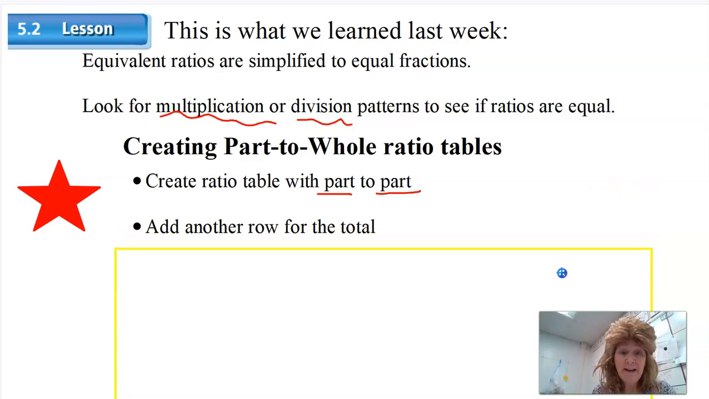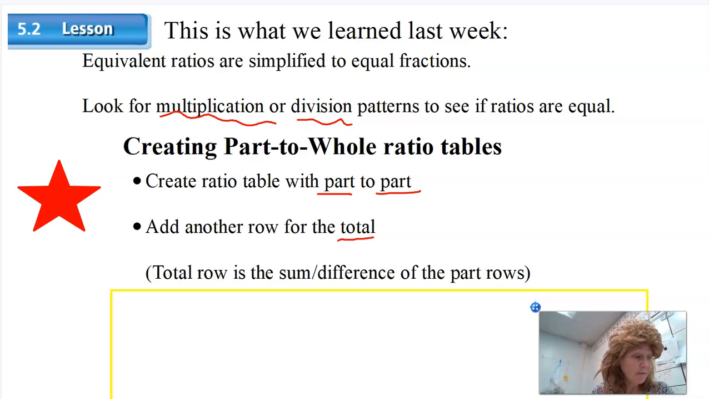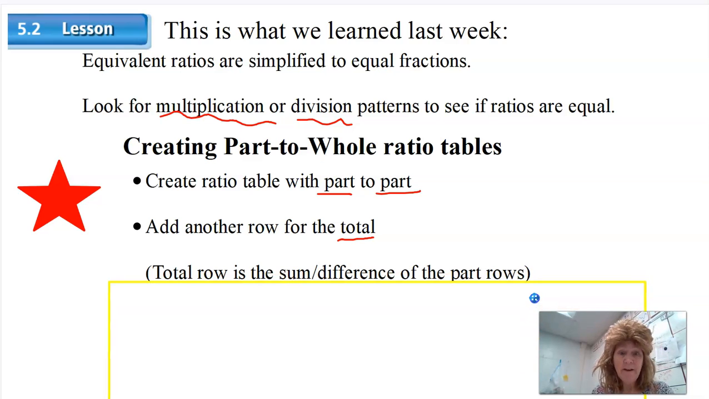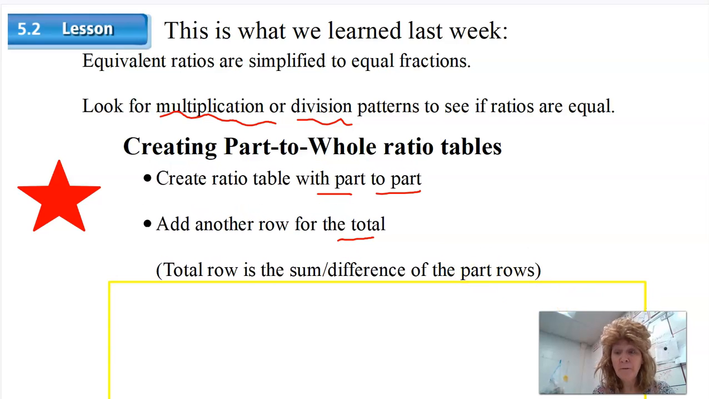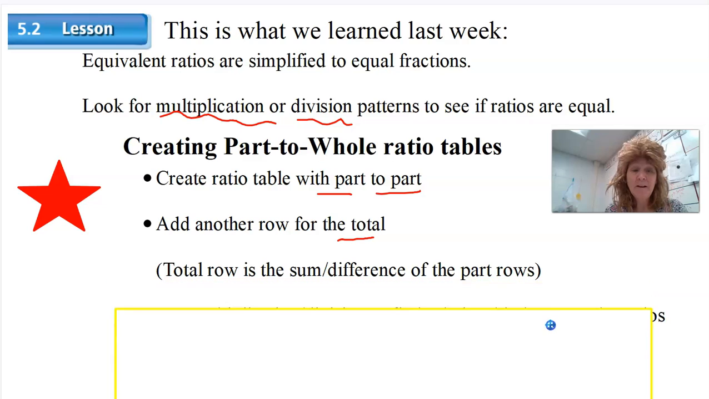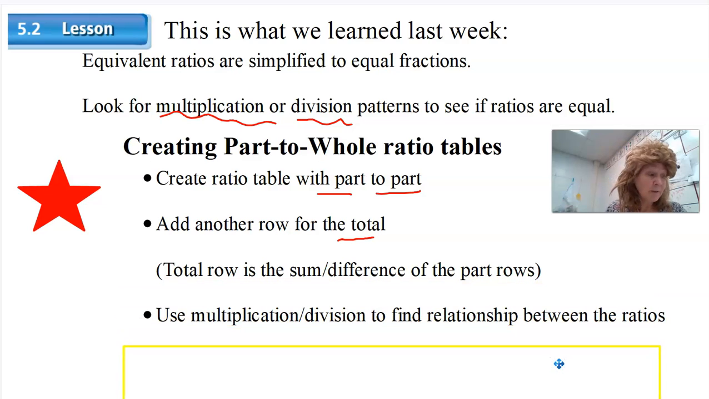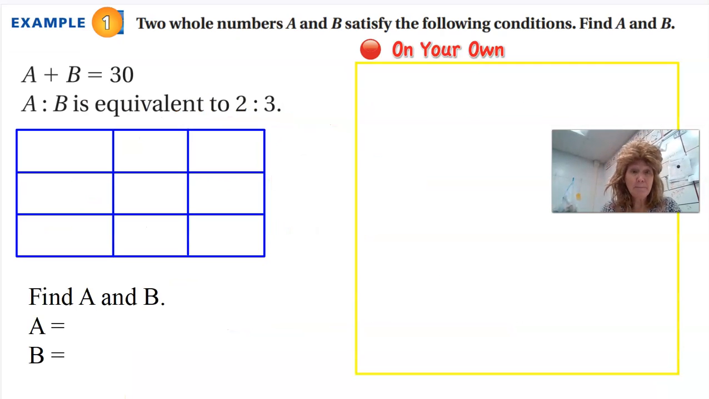Then we're going to add another row for the total. Fill in that word. Then we're going to know that the total row, it could be the sum or the difference, depending on what the problem is. And then the last thing is we use multiplication and or division. So fill in multiplication or division to find the relationship between the ratios. Okay, so let's get into some examples.